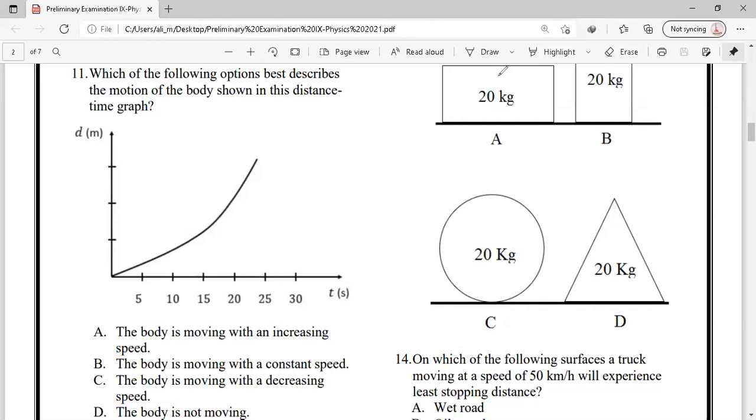Which of the following options best describes the motion of the body shown in this distance time graph? In this distance time graph, a straight line with the bend towards the y axis, this type of graph shows that the body is moving with increasing speed. The speed of the body is increasing with the passage of time. Body is moving with a decreasing speed is an incorrect answer because the curve is bending towards more distance. So body is moving with an increasing speed is the correct answer, that is option A.